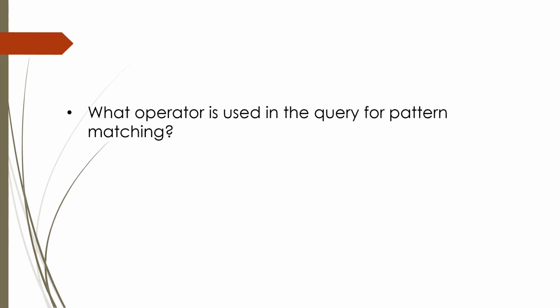Next question is, what operator is used in the query for pattern matching? The LIKE operator in combination with the percentage and underscore wildcards. The percentage wildcard represents any number of characters, including 0, while underscore represents strictly one character.